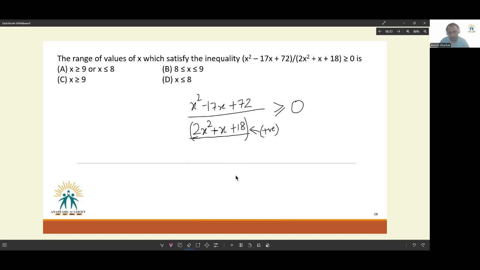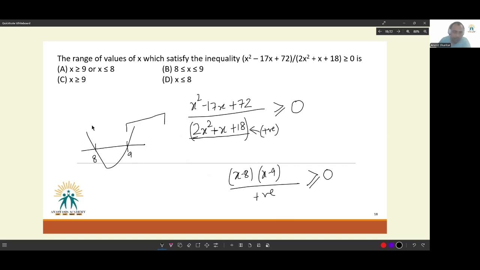If I can break it down, it will be x minus 8 and x minus 9, whole thing divided by something positive has to be greater than 0. Just for the numerator, the graph would be something like this, moving through 8 and moving through 9. So every value after 9 is fine. Every value after 8 is fine. At precisely 8, we will get 0. At precisely 9, we will get 0. But anything lower than 8 and anything greater than 9 would be acceptable. And therefore, the correct answer to this question will be option A.